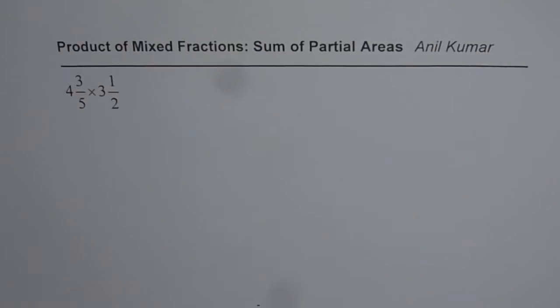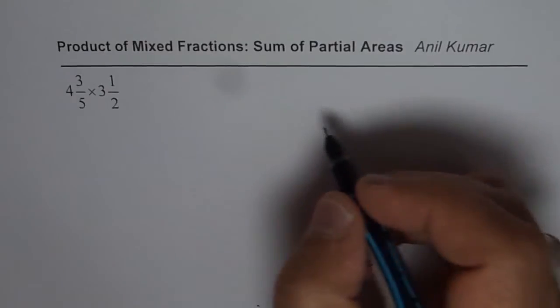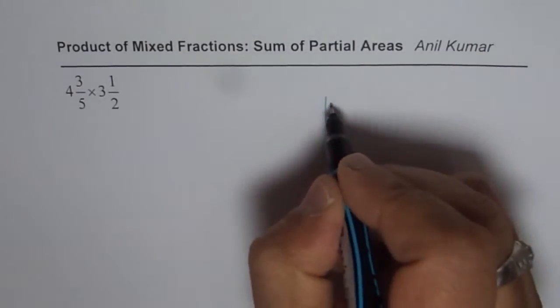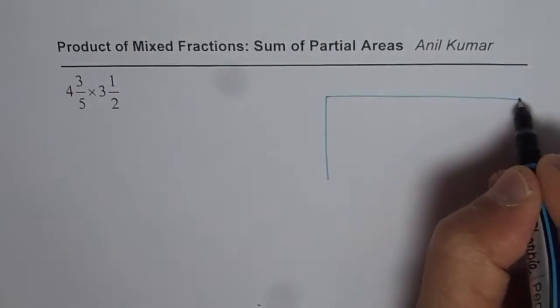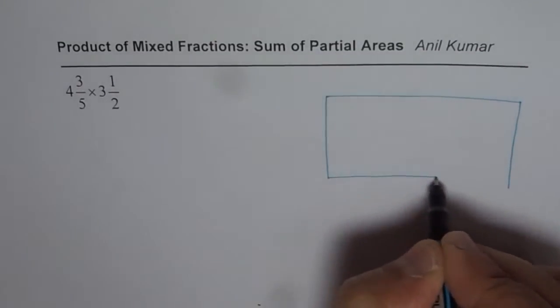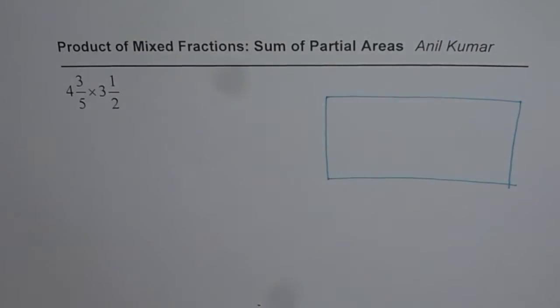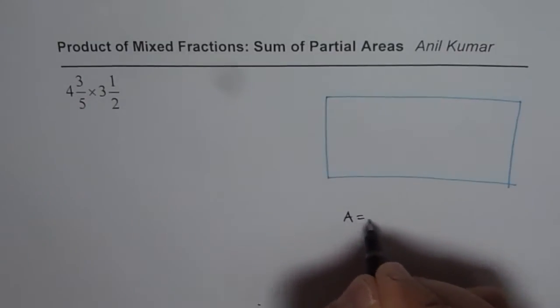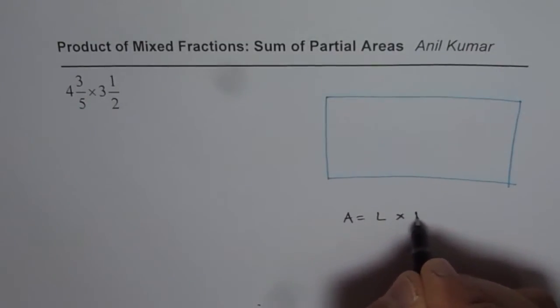I'm Anil Kumar, and in this video we'll explore a new strategy to find the product of mixed fractions. We'll find it using the area of a rectangle. You know, the area of a rectangle is length times width. So let me make one rectangle here. The area of the rectangle will be length times width.